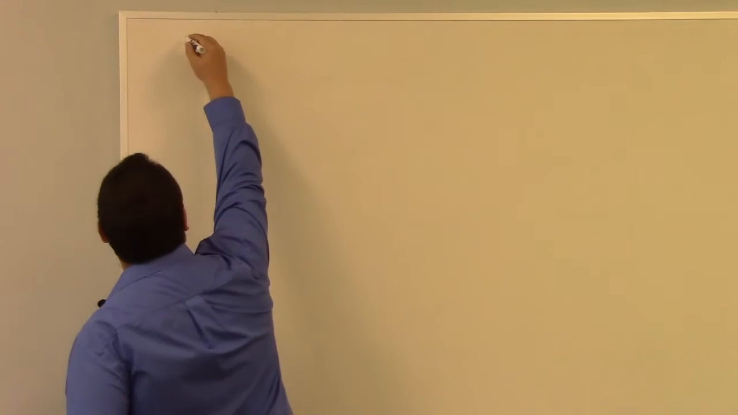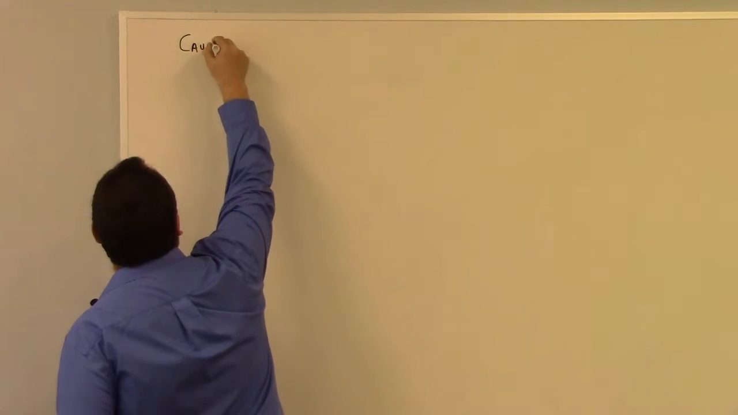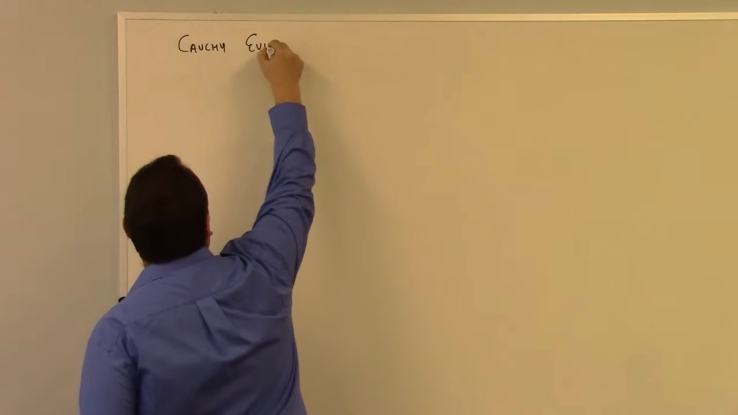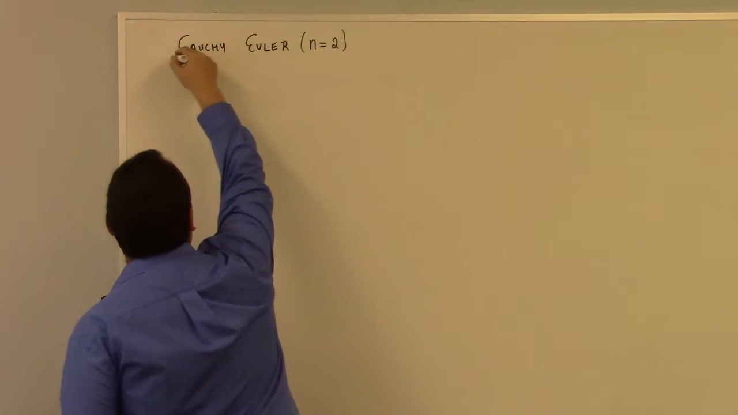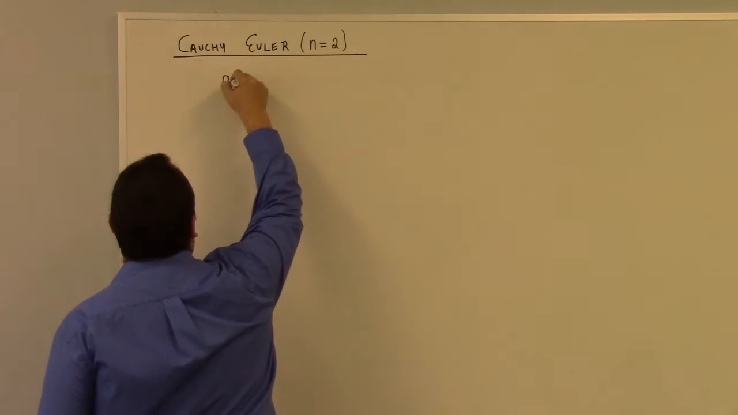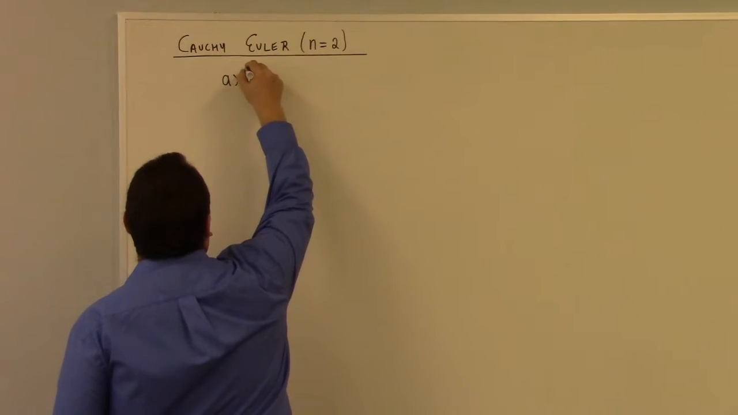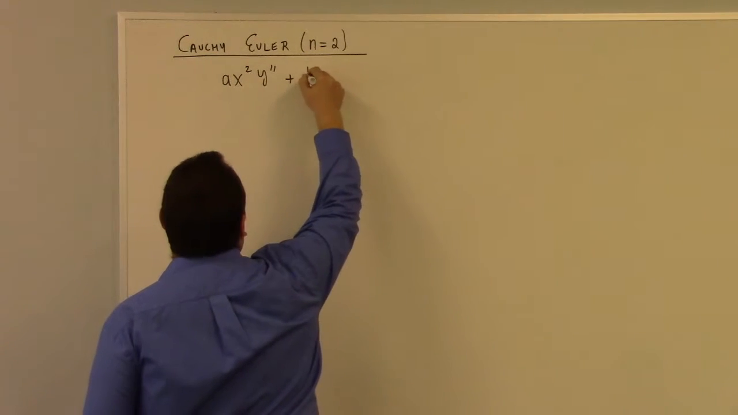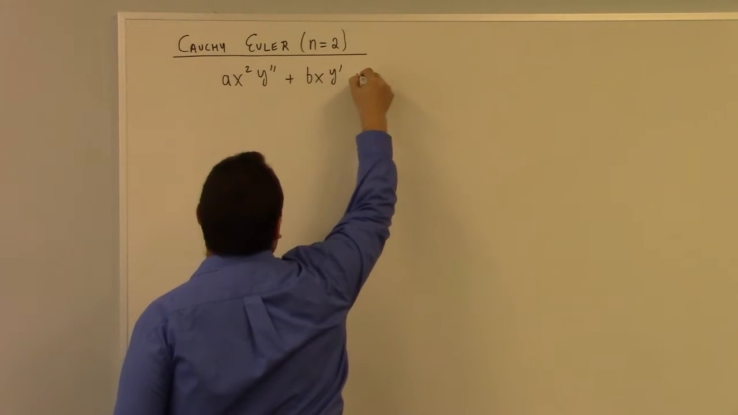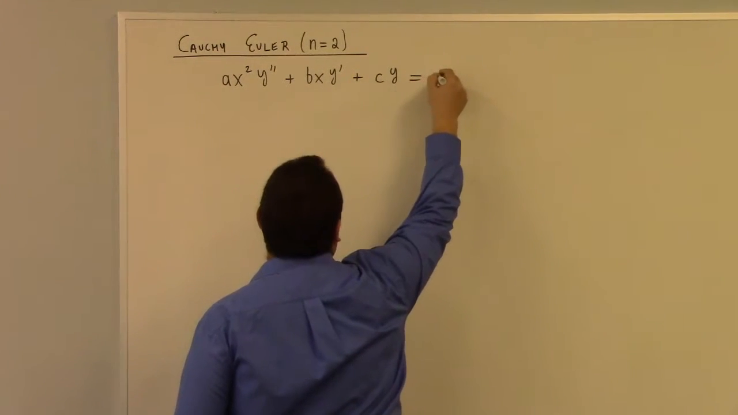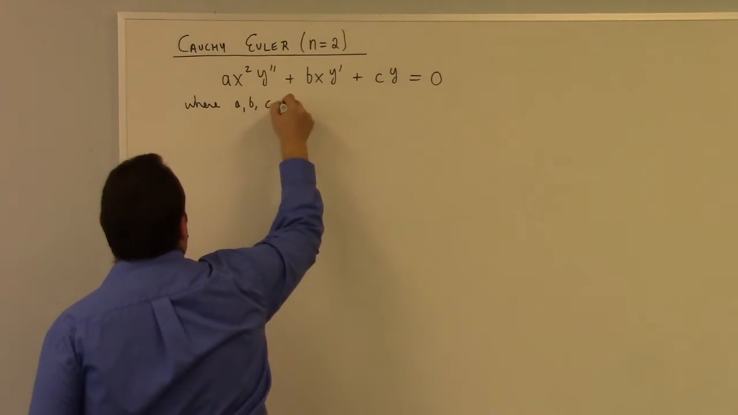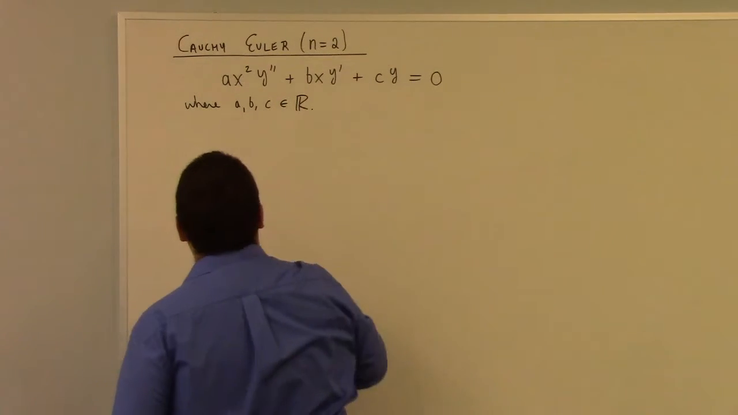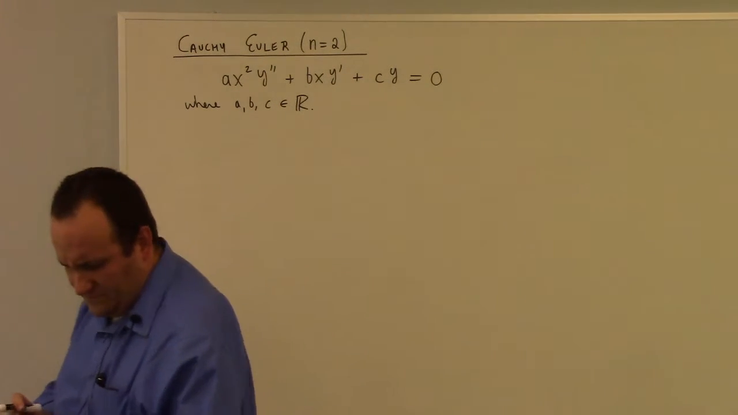Let's see. I've started talking about the Cauchy-Euler problem. We keep talking about that a little bit, and I'm mostly doing n equals 2. All right, so the problem we're studying is how do you solve something like ax squared y double prime plus bx y prime plus cy equals 0, where a, b, and c are constants, all right? A non-zero, of course.